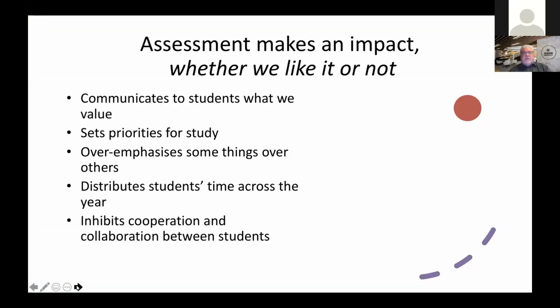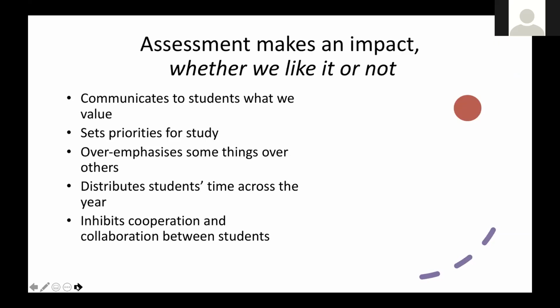So assessment is very, very important in higher education. It makes an impact on students no matter how good it is and no matter how bad it is. Because one of the things it does is it communicates to students what we really value. We can say wonderful things in our lectures, we can provide information to students, but what students really believe about what is important is what we assess.